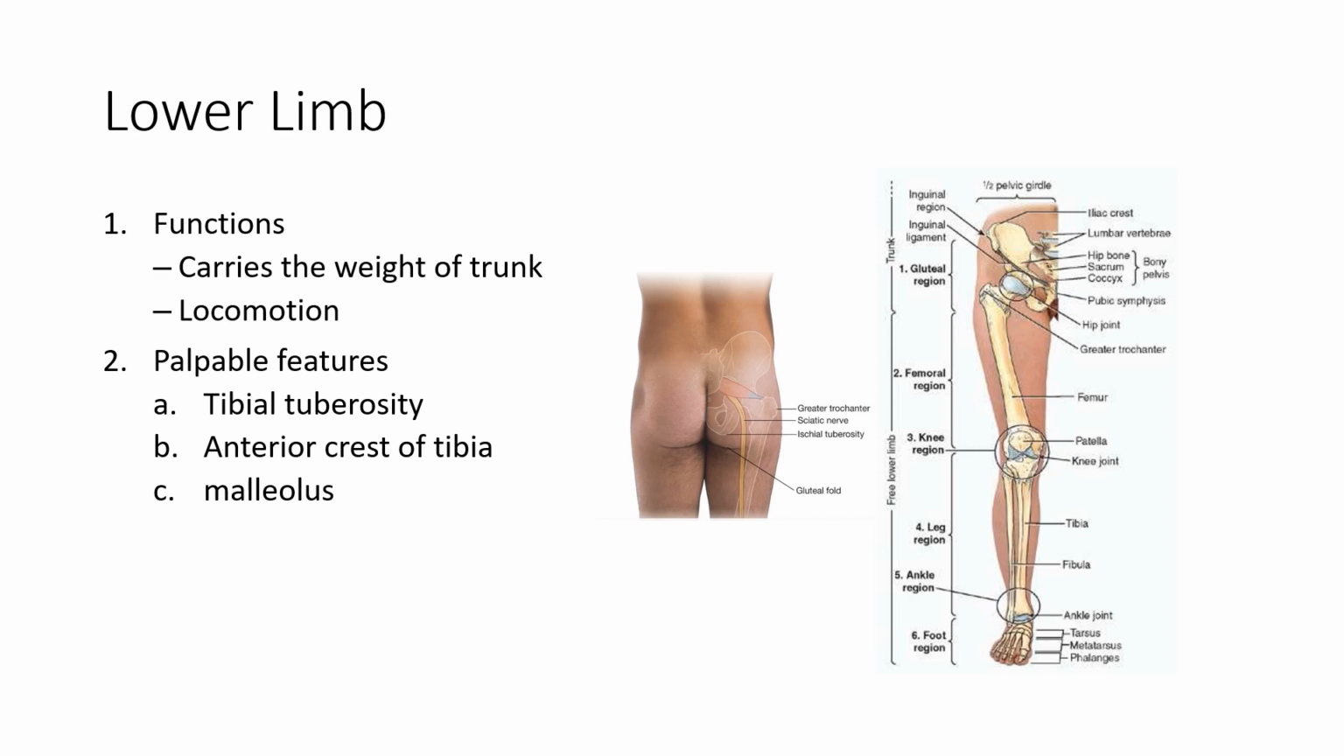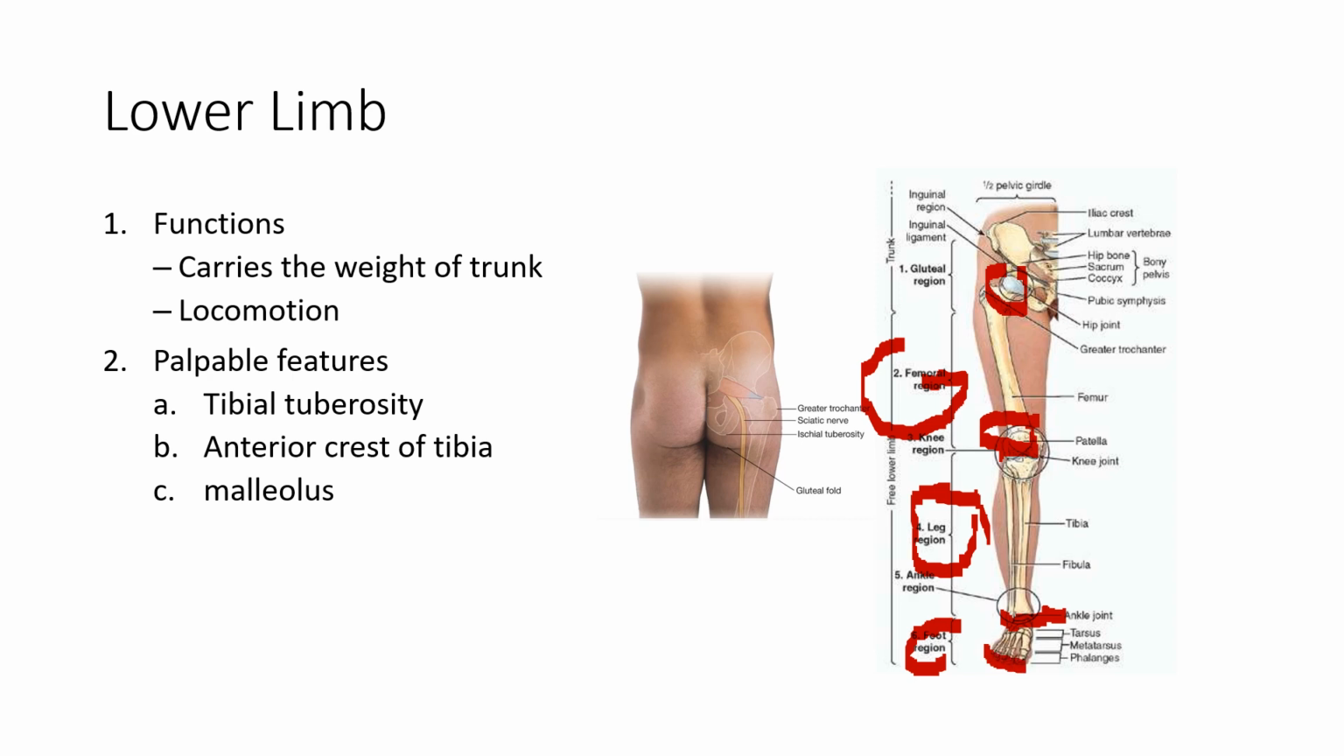So first and foremost, the lower limb divides into three regions: the thigh, the leg, and the foot. The femoral region, or the thigh, begins at the hip and ends at the knee. The leg begins at the knee and ends at the ankle. And the foot begins at the ankle and ends at the distal end of the digits.